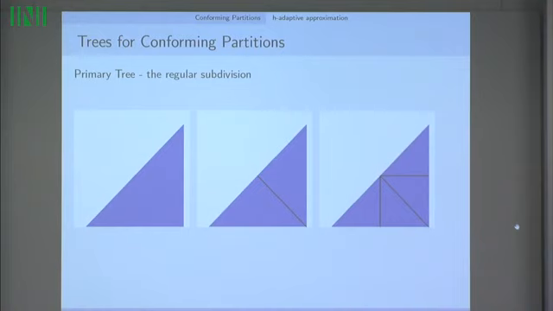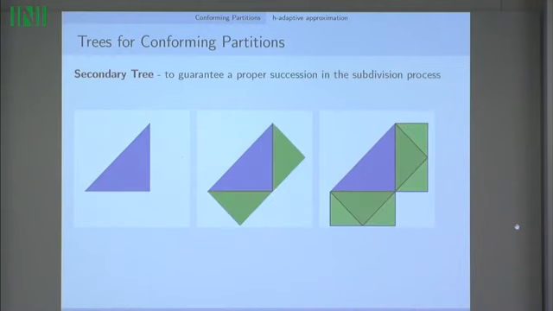We have a primary tree, how we subdivide a triangle. We first subdivide here, then there, and so on. But we want to introduce a secondary tree. The secondary tree says the following. If we want to subdivide this green triangle, we first have to subdivide the blue triangle, because otherwise we'll leave a hanging node. We have to subdivide this here and then complete there. So we have a tree which says that if we want to subdivide this triangle, we have to subdivide this too.